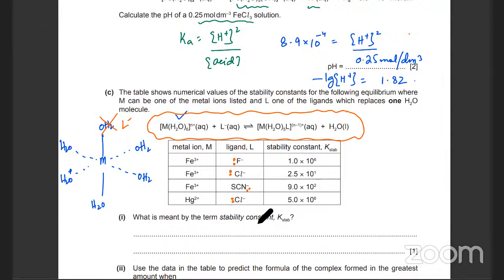So anyways, what is meant by the term stability constant? It's the equilibrium constant. I would have to actually check for the definition of this. So the general term is that it's the equilibrium constant of a ligand exchange reaction when it is at equilibrium.